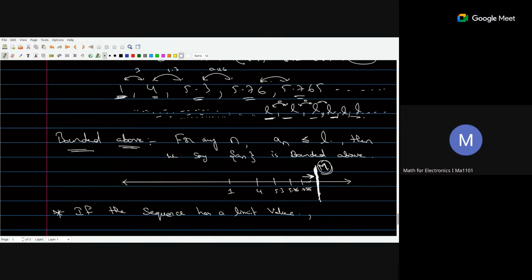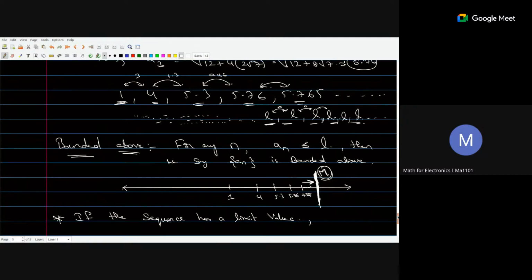What I mentioned is that all the terms in this particular sequence are either less than L or equal to L. So that is what I said. Can I say for any n, my AN, the sequence terms, are less than or equal to L? If I can say this, then I can say the sequence is bounded above.